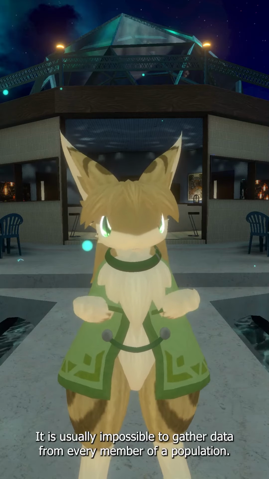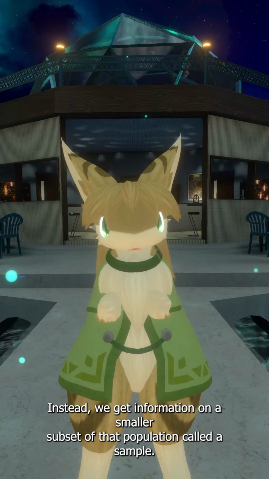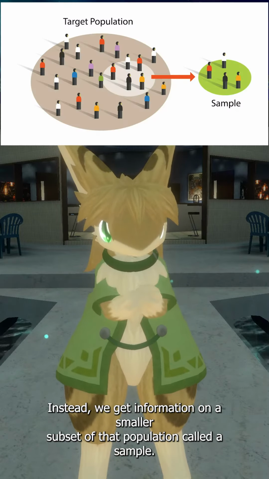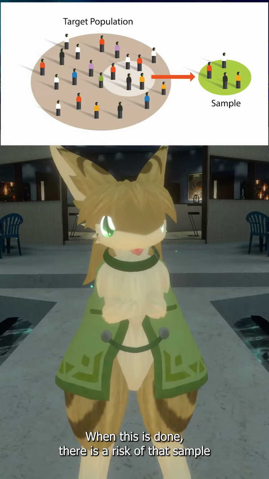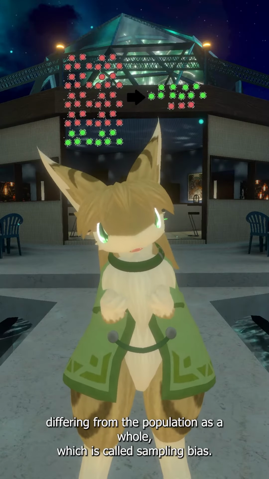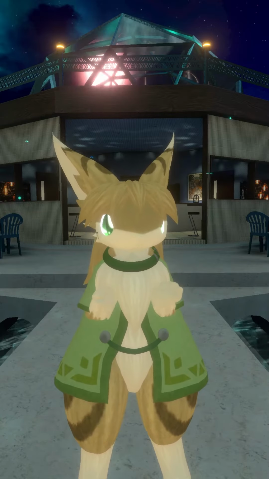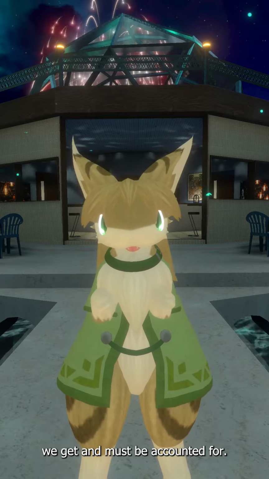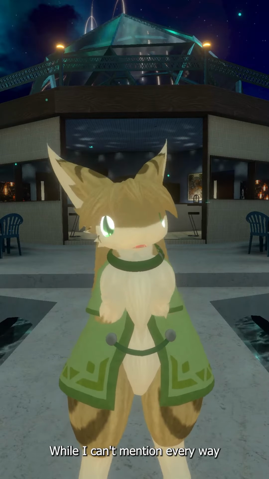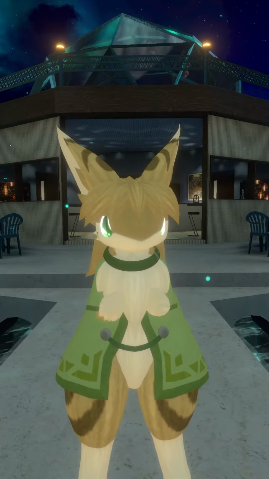It is usually impossible to gather data from every member of a population. Instead, we get information on a smaller subset of that population, called a sample. When this is done, there's a risk of that sample differing from the population as a whole, which is called sampling bias. This reduces the accuracy of the information we get and must be accounted for.